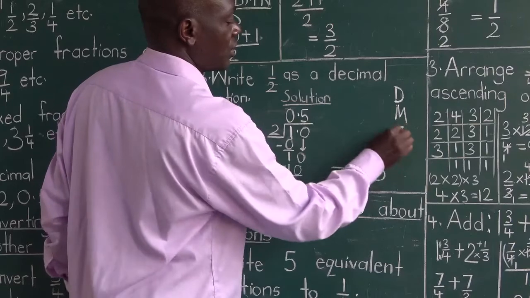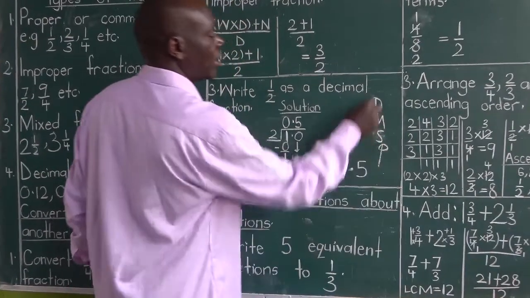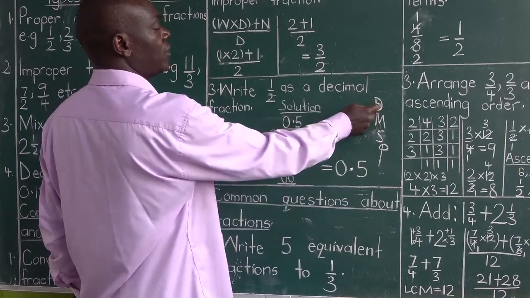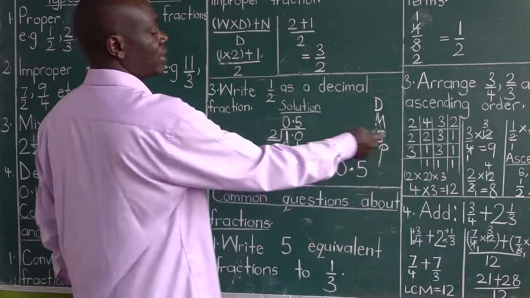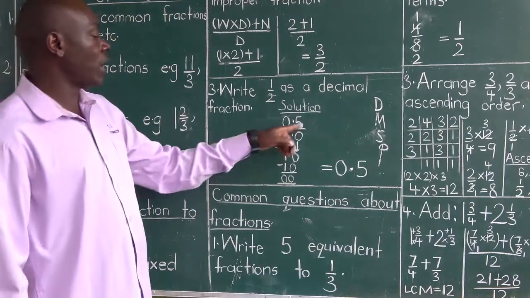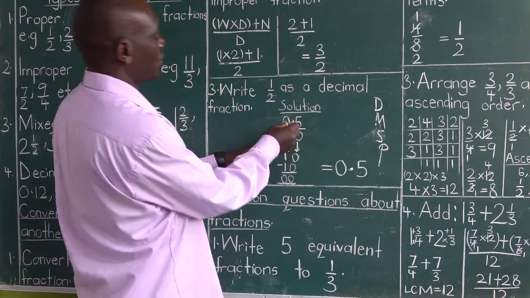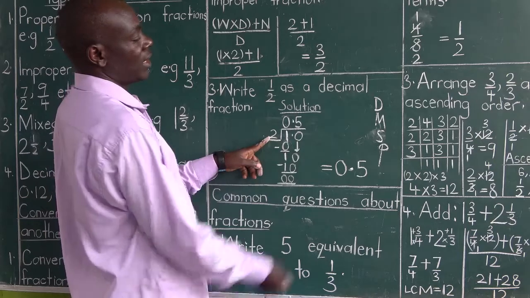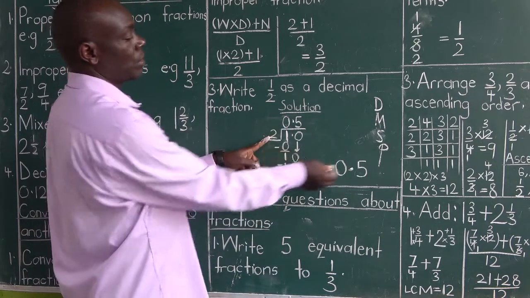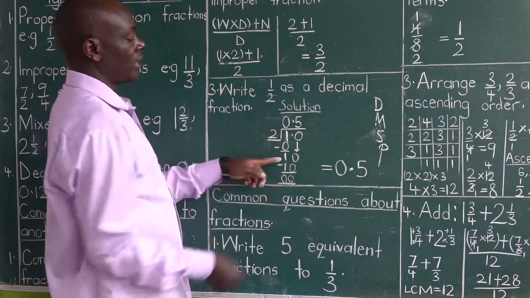Then remember to use DMSP, that is long division kind of formula. DMSP: divide, multiply, subtract, pull down. Now we are dividing 1 by 2. 1 divided by 2 is a 0. Write a 0 here, and now we multiply 2 times 0, get a 0. We subtract 1 minus 0, get 1.